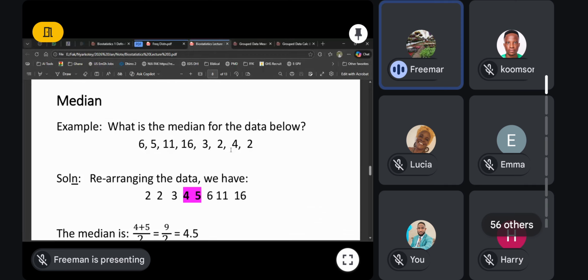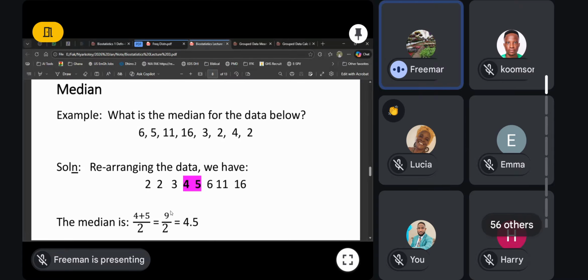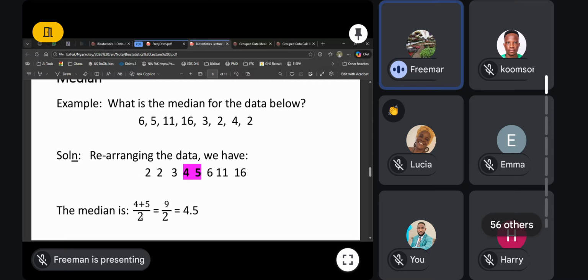So there are 2 numbers, 4 and 5. You add, you have 9, and divide by the number of them. There are 2 numbers, so 4.5 becomes your median. The one who asked the question, are you answered now? Yes, sir. Okay. Any other question?